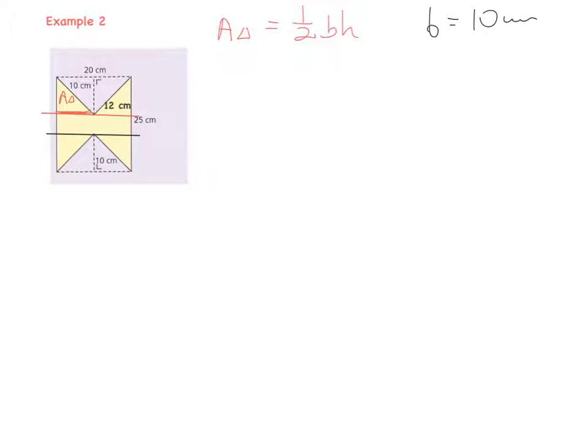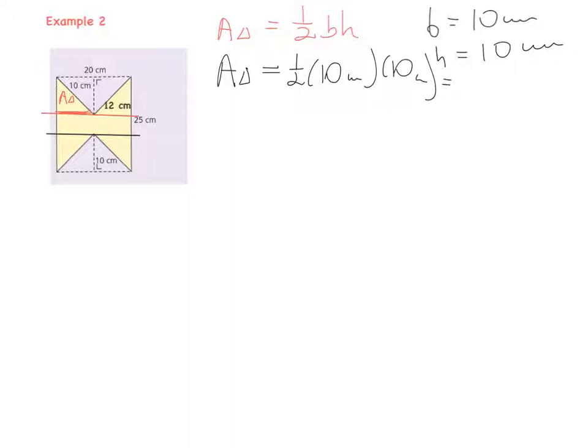Then we need to find the height, and the height is here. The height is here, here and here, and it's always the same. It's 10 centimeters as well. Okay, so we have height 10 centimeters. So A of the triangle is 1/2 multiplied by 10 centimeters multiplied by 10 centimeters.